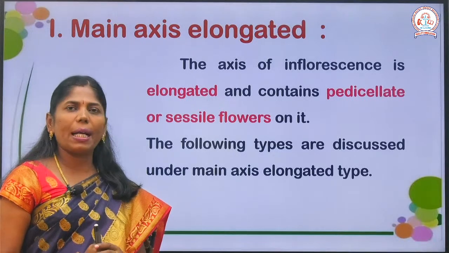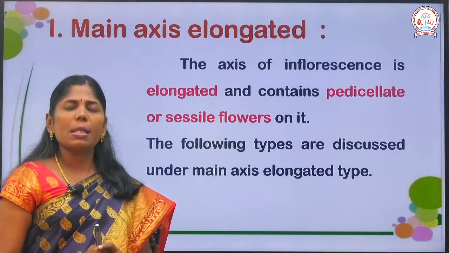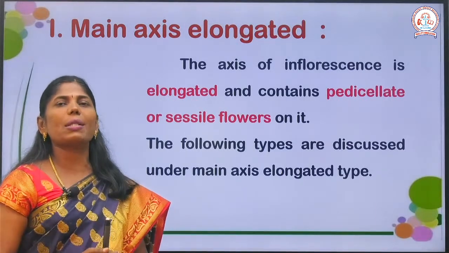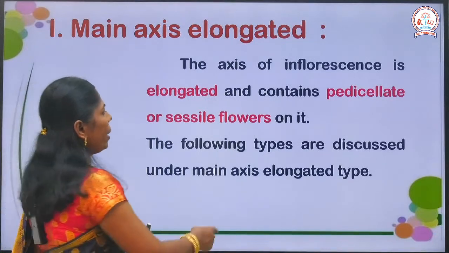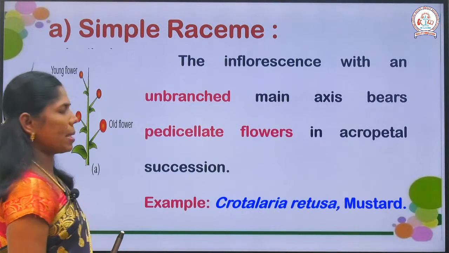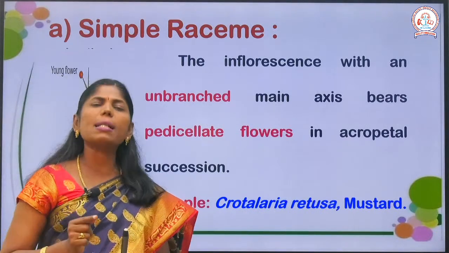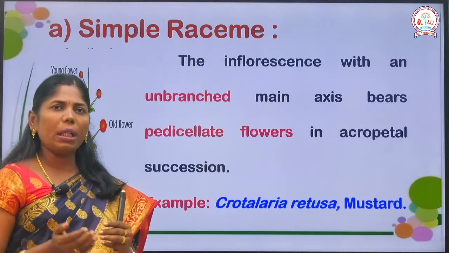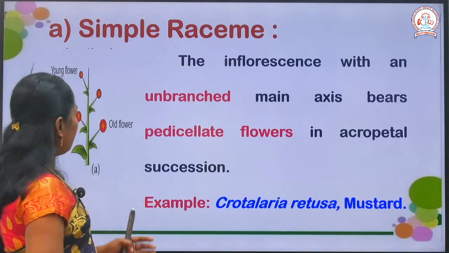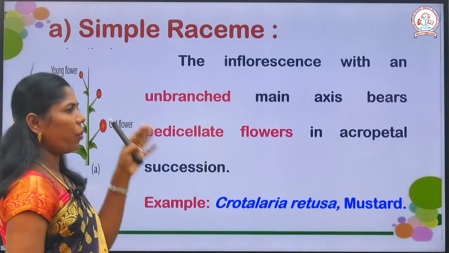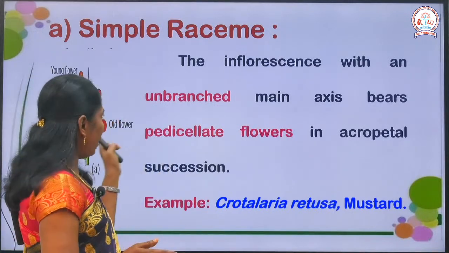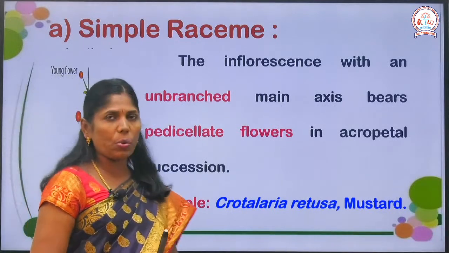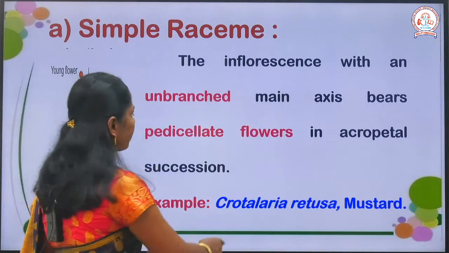Pedicellate flowers means that if a flower has a pedicel, it is a pedicellate flower. Sometimes the pedicels are absent, so the flowers attach directly to the branches; those are sessile flowers. The following types are discussed. Number 1 is the simple raceme. A simple raceme consists of a main axis, and from the main axis the lateral buds arise. We already studied this in the characters of the raceme. Here the older flowers are in the basal region and the younger flowers in the apex region, and it has a pedicel, so they are called pedicellate flowers. Examples are Crotalaria retusa and mustard.